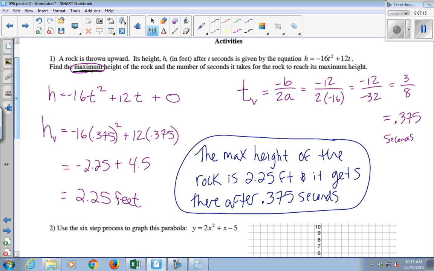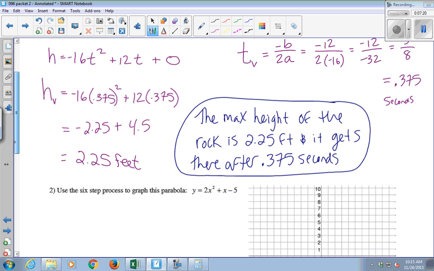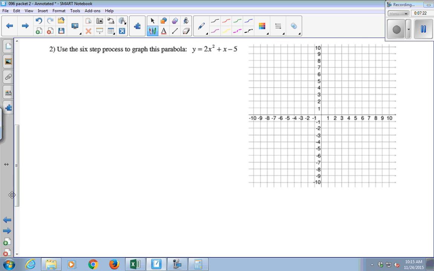All right, we'll do one more together just to remind you the 6-step process for graphing a parabola. First thing we typically find is whether this thing opens up or down. How can we tell? By looking at a, in this case is 2. And because that's positive, that tells me that the parabola opens up like a smile.